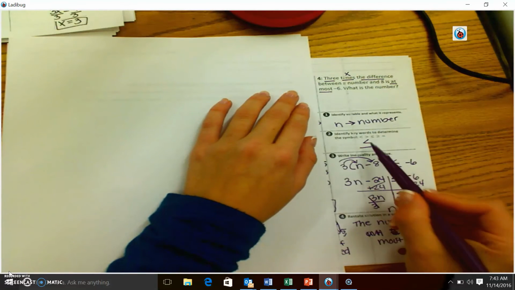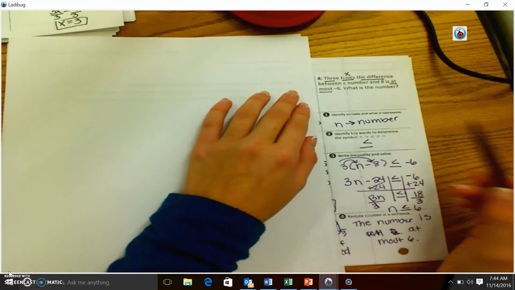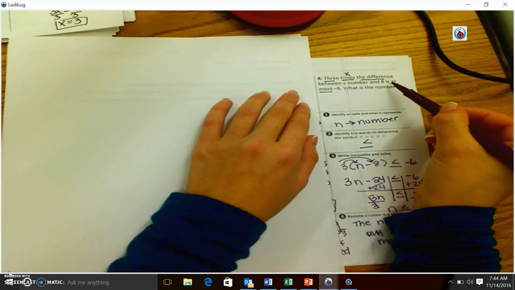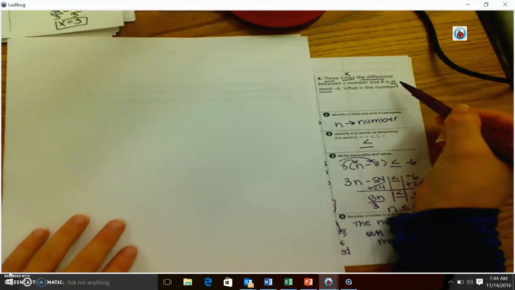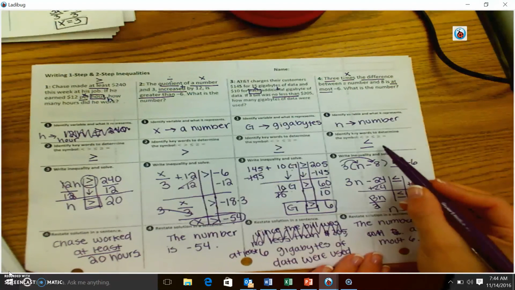Step 2, we identify key words to determine the symbol. So I found that it said at most. And at most is a less than or equal to word. So here we go.